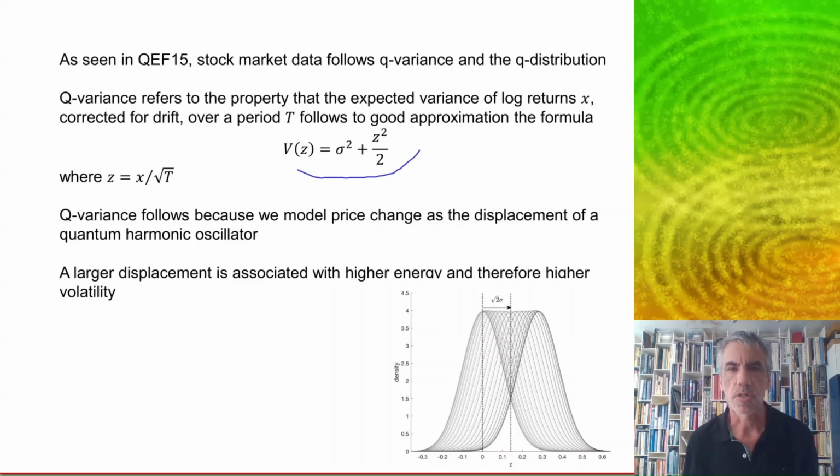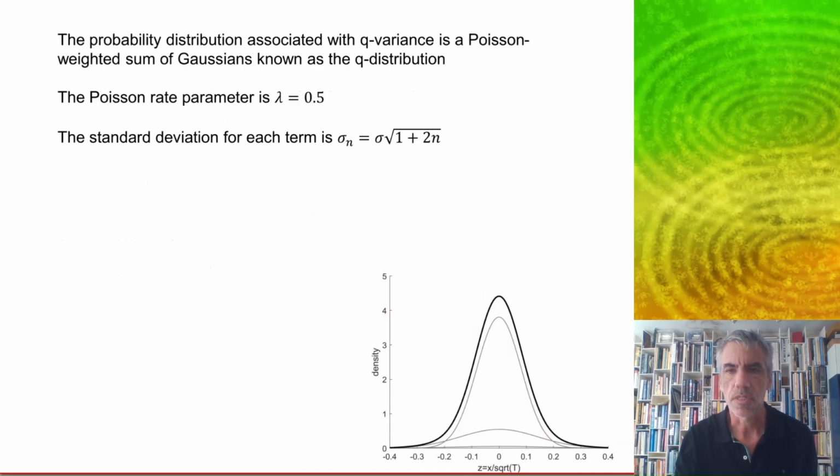And q-variance follows because we're modeling price change as the displacement of a quantum harmonic oscillator, so a larger displacement is associated with higher energy and therefore higher volatility. So q-variance follows directly from this model.